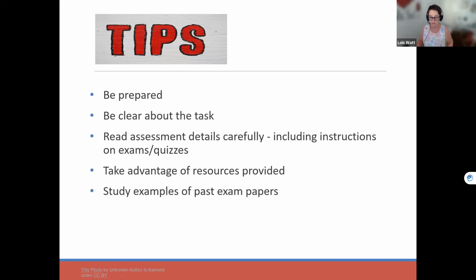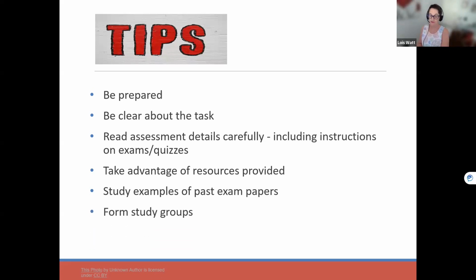Study examples of past exam papers. You can go onto the student handbook and click onto those. You just need to put your student number in. Sorry, not your student number, your unit code, and then you'll see past exams. They're not always available for every discipline or every unit, but they often are.